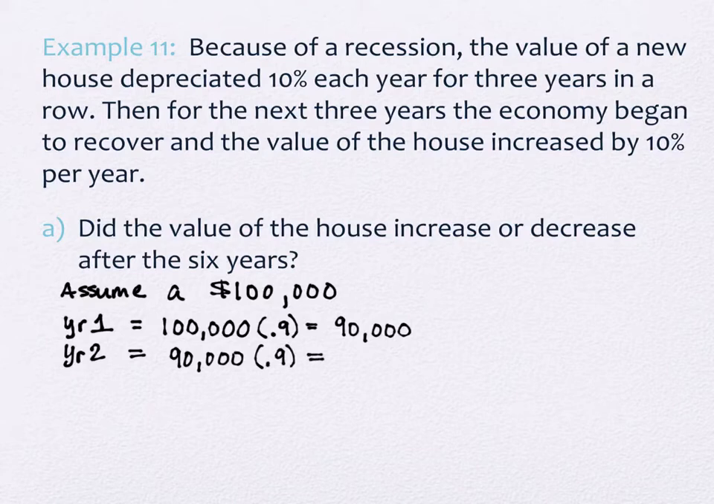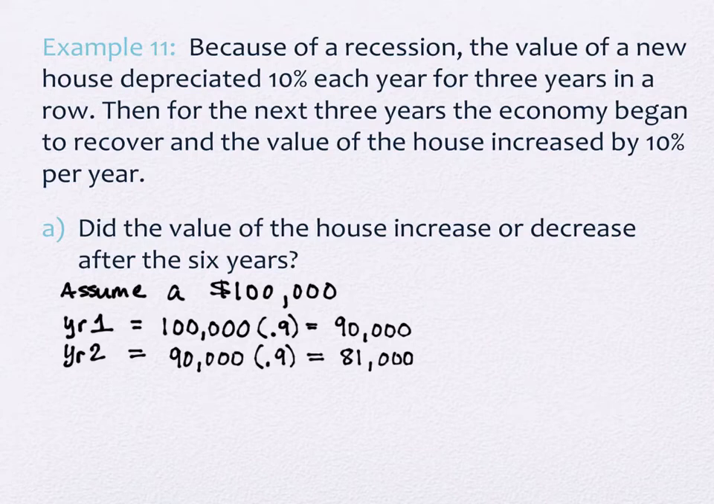So I don't lose $10,000 this year, right? Because $10,000 would make it $80,000. What happens when I do $90,000 times 0.9? I get 81. Why is it 81,000 instead of 80,000? Yeah, I have the same home, but the value of the home was 90,000. So the 90,000 times the 0.9 would be equivalent to saying, well, what's 10% of the 90,000? It's $9,000. So I don't lose $10,000 in year 2. I only lose $9,000 in year 2.